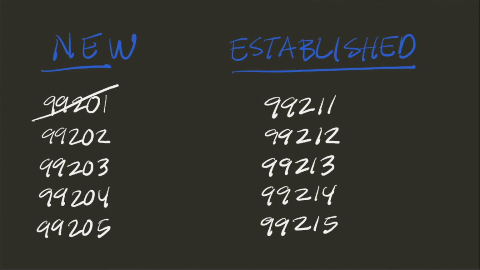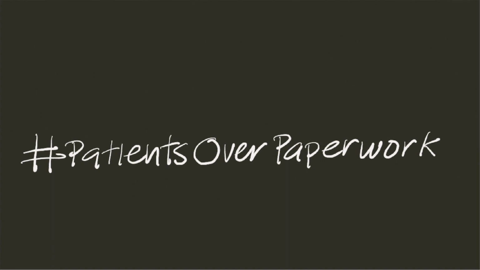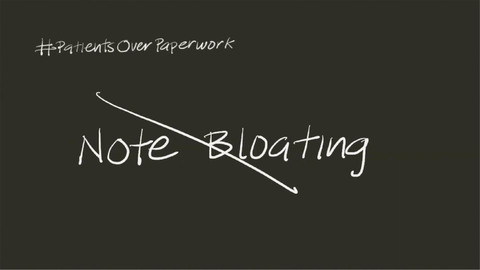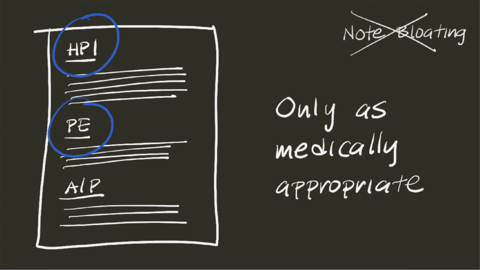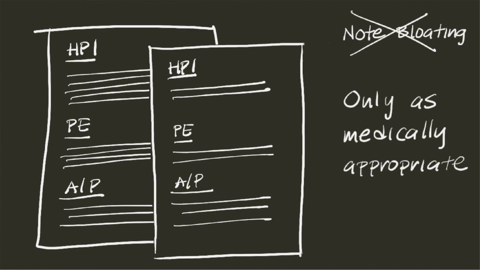The CMS Patients Over Paperwork Initiative streamlines regulations to reduce healthcare providers' administrative burdens to decrease unnecessary documentation. In other words, to increase efficiency and avoid what is known as note bloating. CMS now requires history and exam only as medically appropriate for all levels of EM coding. This means you need to focus only on the medical decision-making component to determine the level of your visit. Clinicians now need to document only interim or pertinent history and relevant physical exam findings.